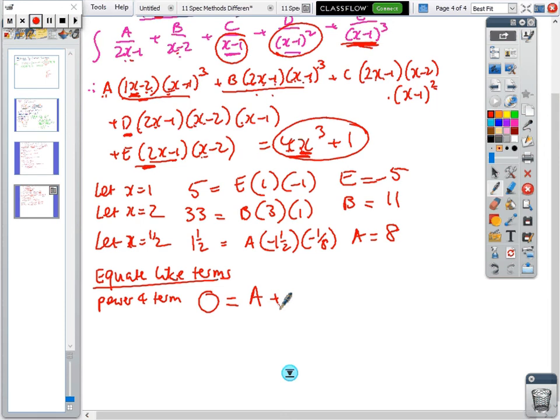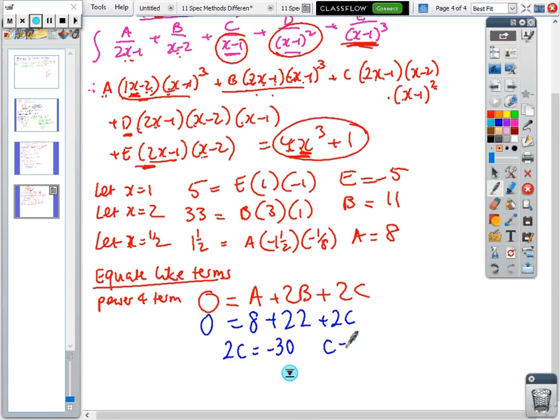In the b's, we've got 1 cubed is 1 times 2, so we've got 2 b's. And for the c term, we've got 2 times 1 is 2, so we've got 2 c's. And then we know from our previous work that a is 8, so 0 equals 8, b is 11, and c is what we're trying to find. So 2c equals negative 30, so c equals negative 15, so that's okay.